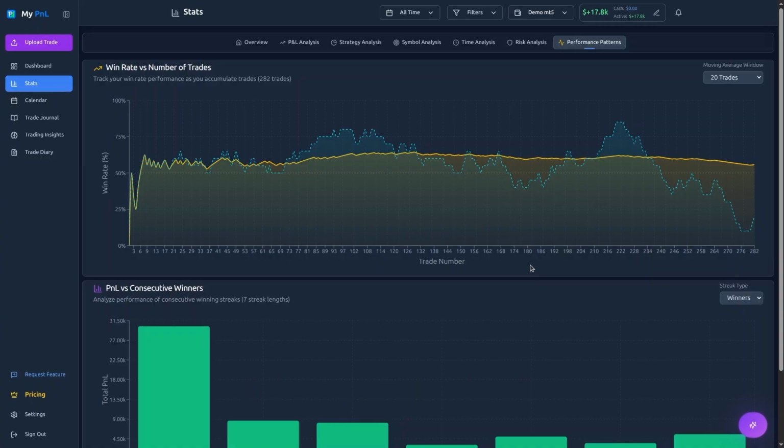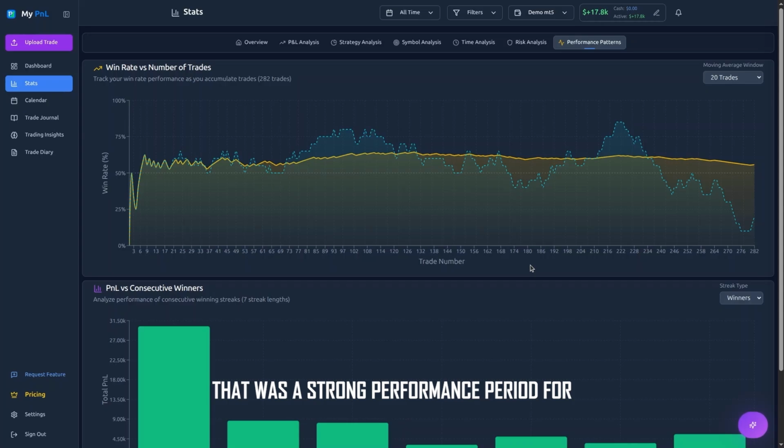20 trades. At the beginning, my win rate was around 50-60%. Then notice how it climbed up to about 75% around trade 100. That was a strong performance period for me. But look what happens after trade 200. My win rate starts dropping significantly, falling from around 60% down to about 35% by trade 280.